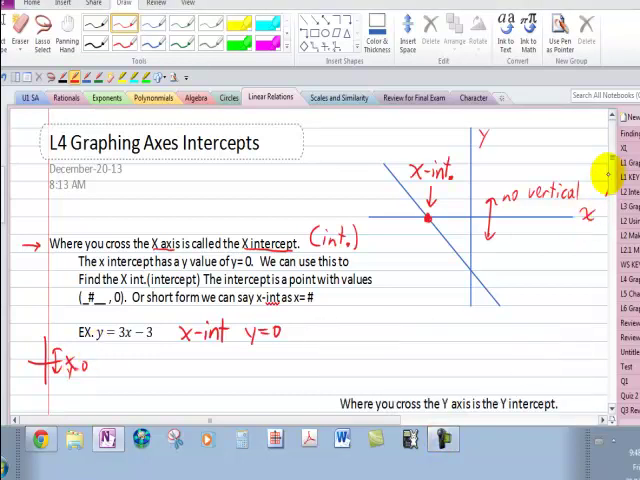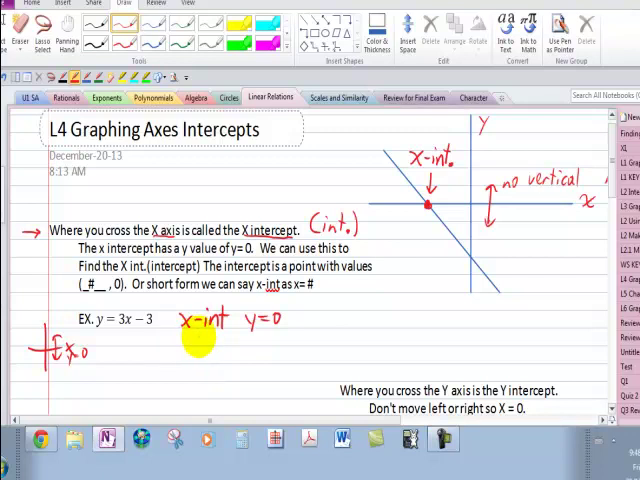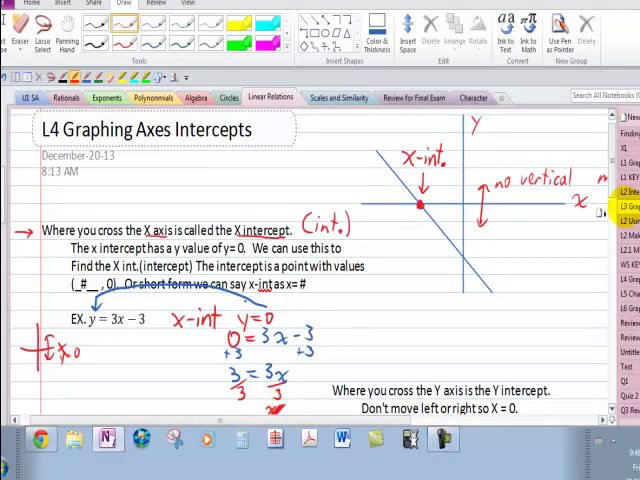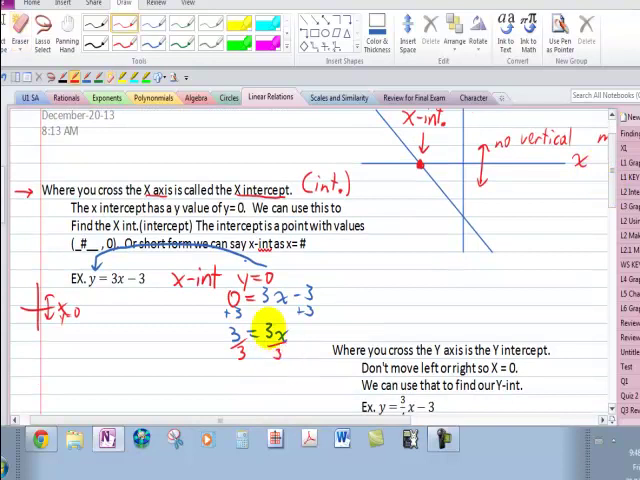Are you guys stuck? No. Okay, so we get 0 equals 3x minus 3. And then we can solve. So we have to add 3, showing lots of work because I want to make sure we get this. This is really important. And then the next step is divide by 3, the opposite of the multiplication. x equals 1.